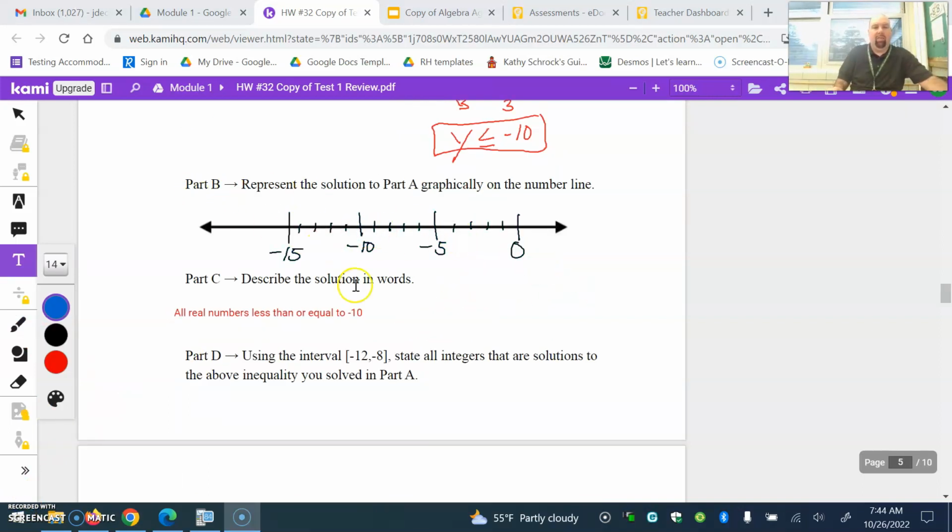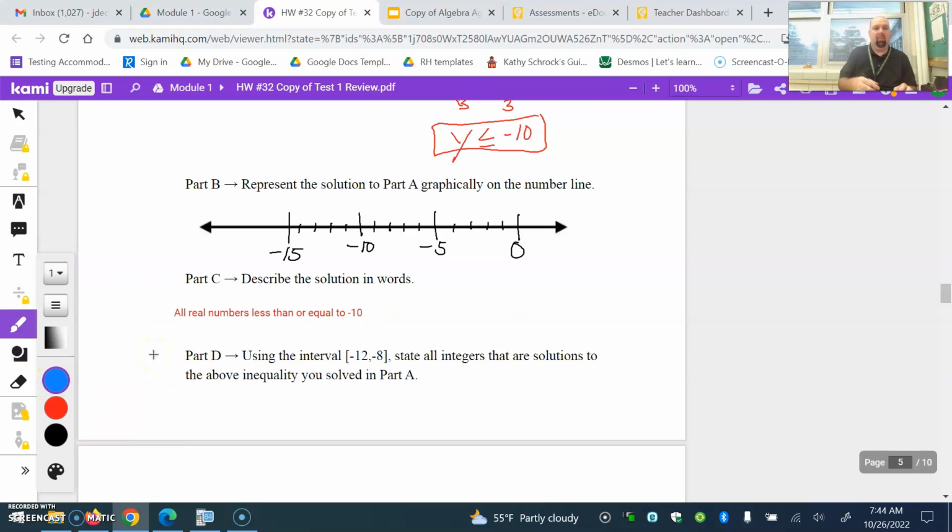So I have the graph all set up. Represent the solution to part A graphically on the number line. So I have y is less than or equal to -10. So I go to my number line. Let me get my pen tool set up. And I need to put a dot on -10. I need to shade it in because it's less than or equal to. So the equal to part means I fill it in. Now, which direction is less than -10? That's to the left. So your arrow needs to go in that direction.